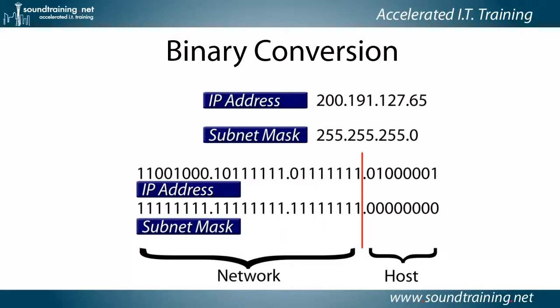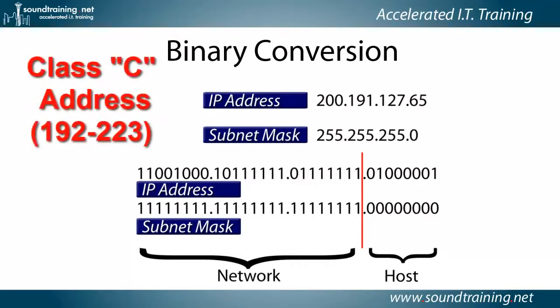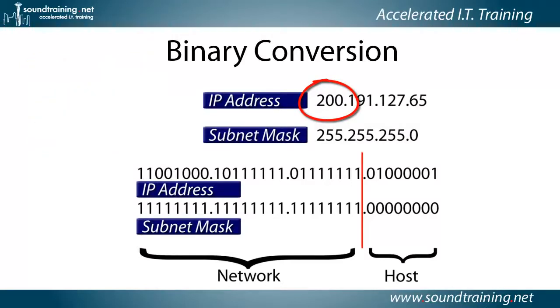200.191.127.65. That is a class C address. We know that because of the value of the leading octet, the leftmost octet, which falls within the range of 192 to 223 inclusive. That makes it a class C. How many bits make up the network portion of a class C address by default? Remember that table that we had earlier? It's always 24 bits that make up the network portion of a class C address by default.